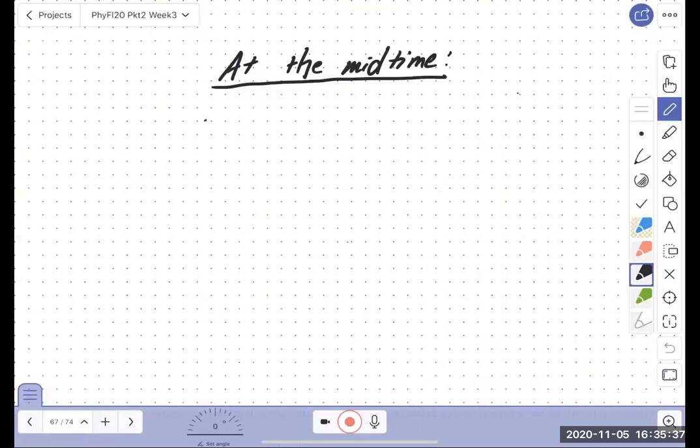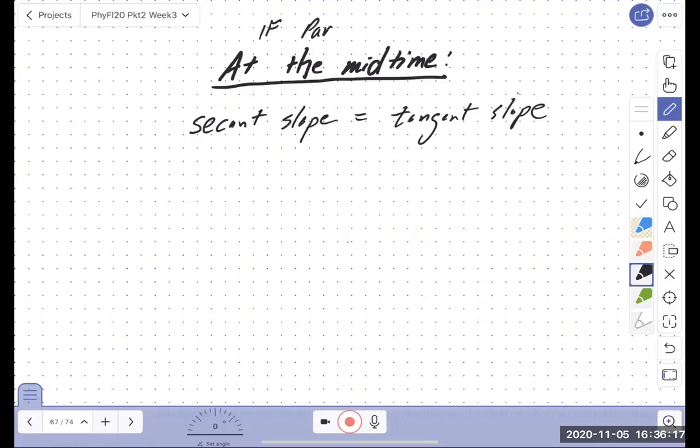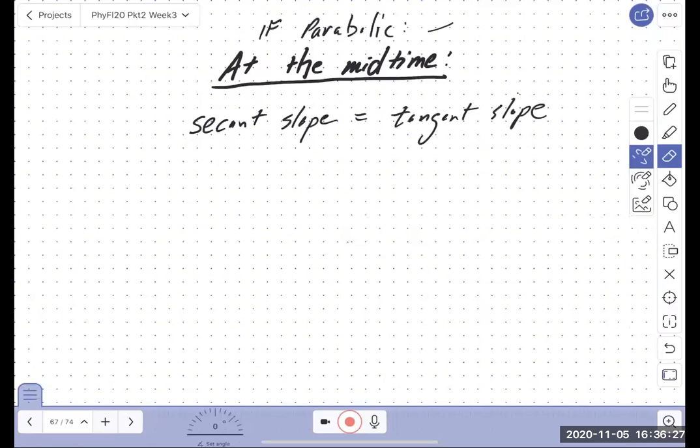At the mid-time, write this better, the secant slope equals the tangent slope. Okay? At the midtime. This is if we're dealing with the parabola. If parabolic, which means second order. When we talked about this, that means second order.